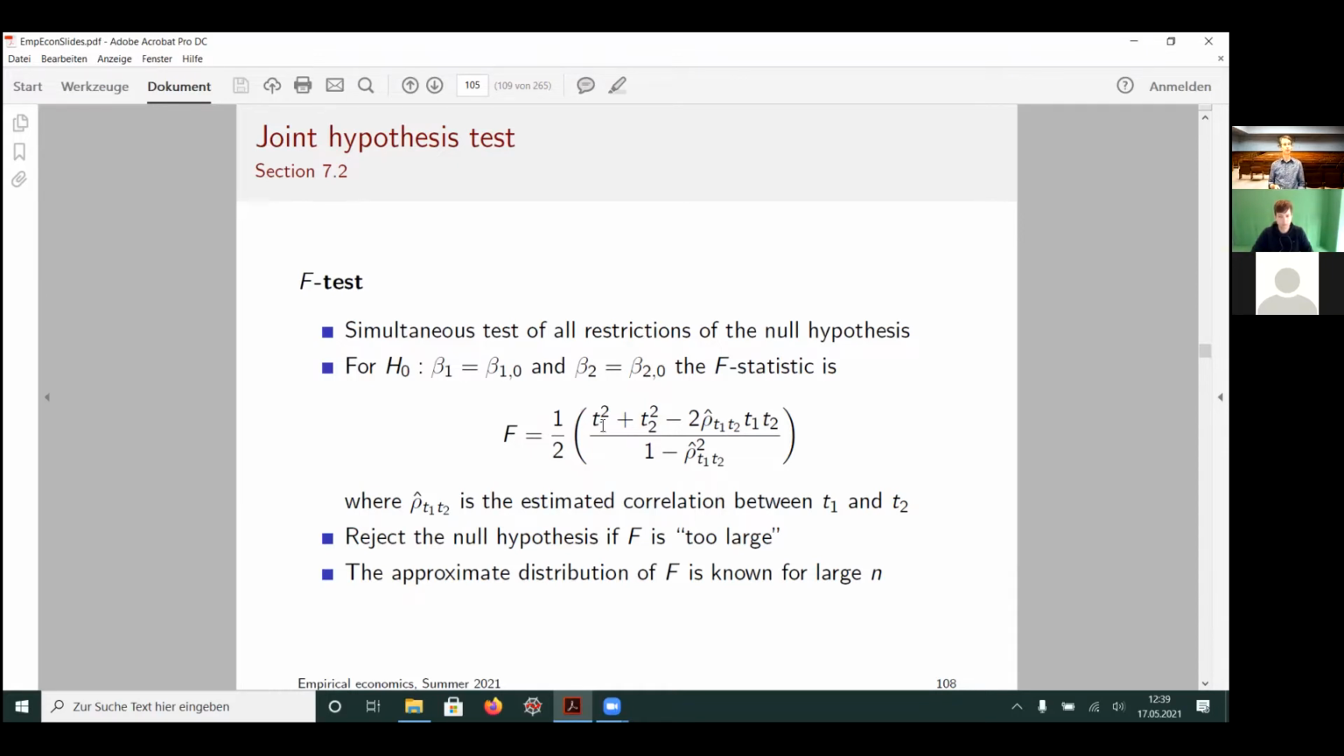Okay? So therefore, we would reject the null hypothesis if the F-statistic gets too large. And then, of course, we have to be more precise about what we mean by too large. But fortunately, we can do that because it's possible. We don't do that in this course, but you can learn about that in the econometrics elective course. It's possible to derive at least the approximate distribution of the F statistic if the null hypothesis is true and if we have a large sample.